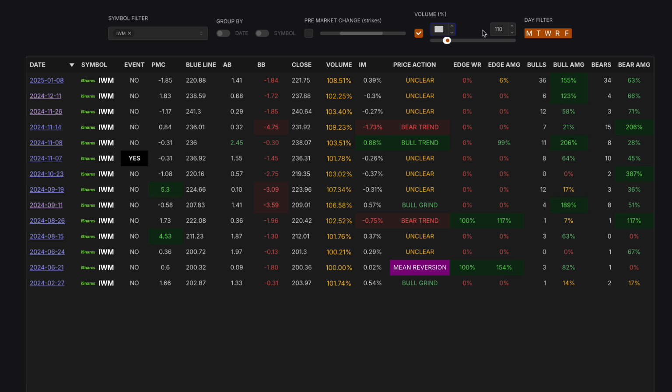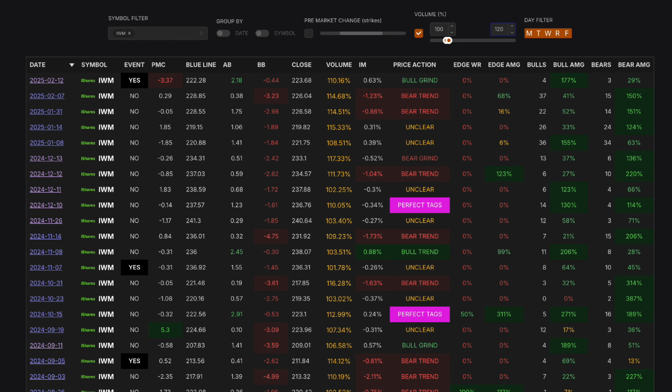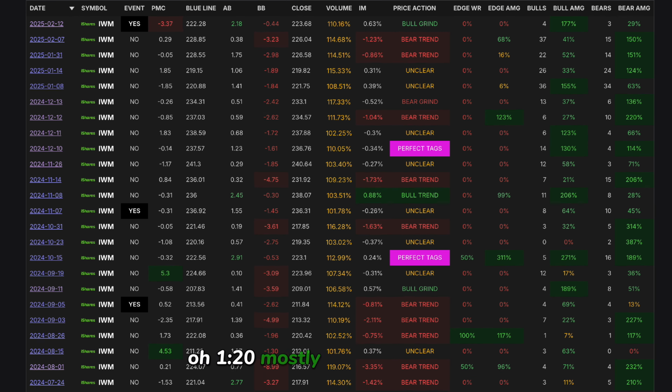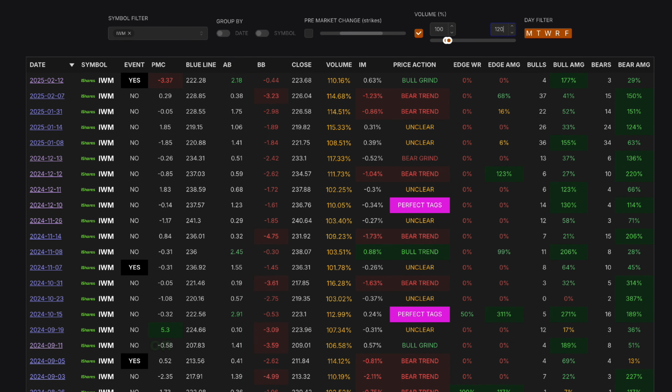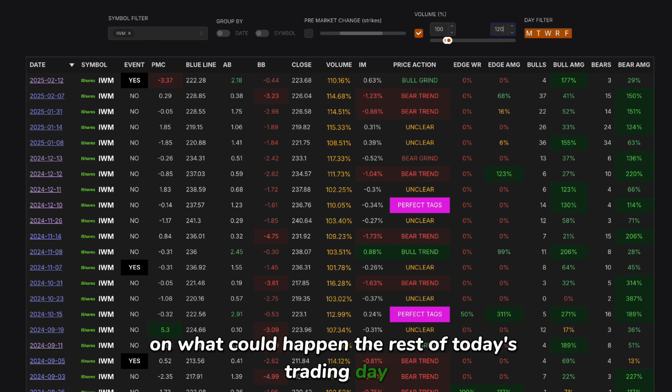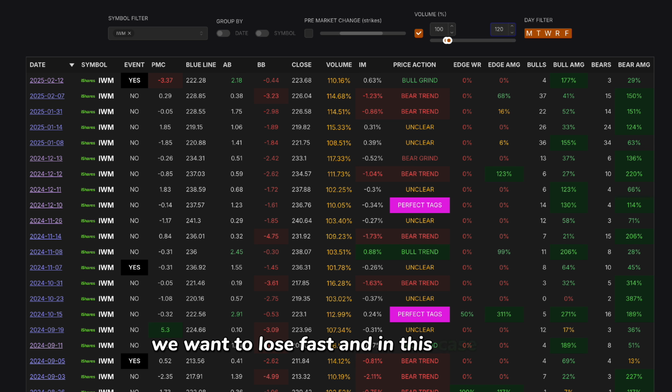Fairly common. We bump this up to 120. Oh, 120, mostly bearish. You have one session with mean reversion. So that gives us a little bit of bias on what could happen the rest of today's trading day, February 13th. But ultimately, we want to lose fast, and in this case, win slow.